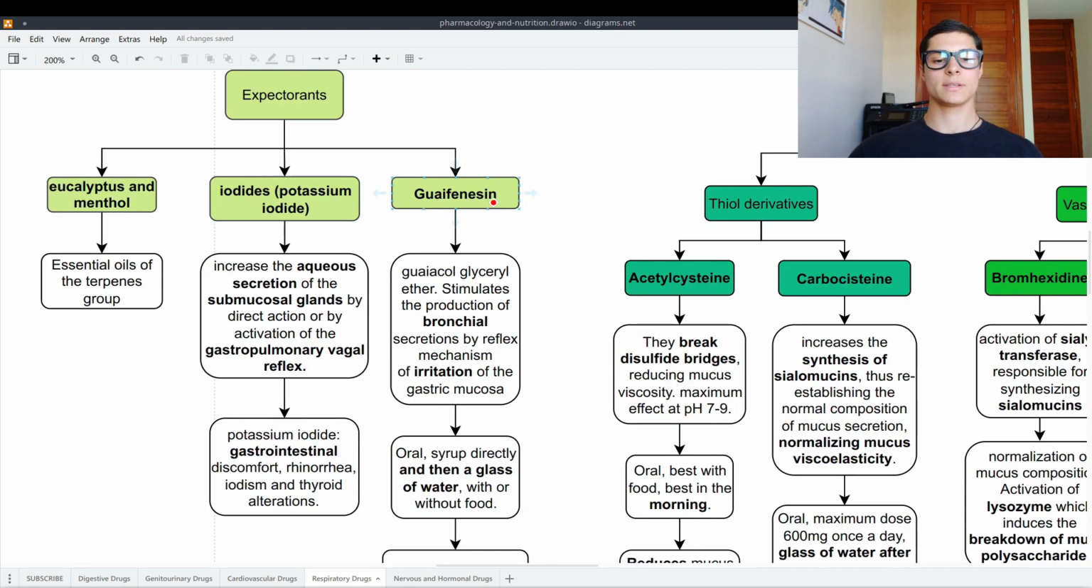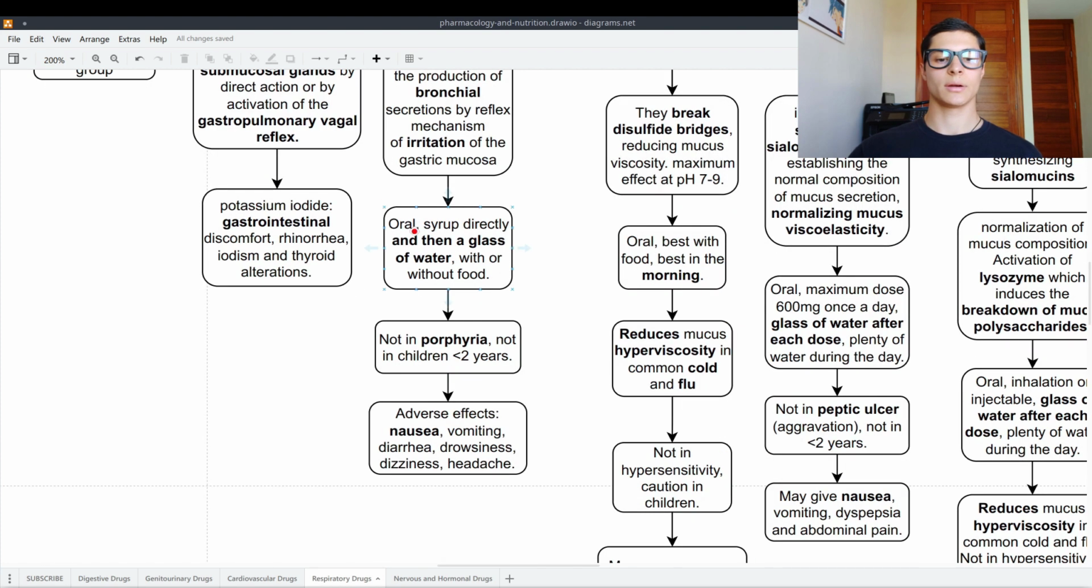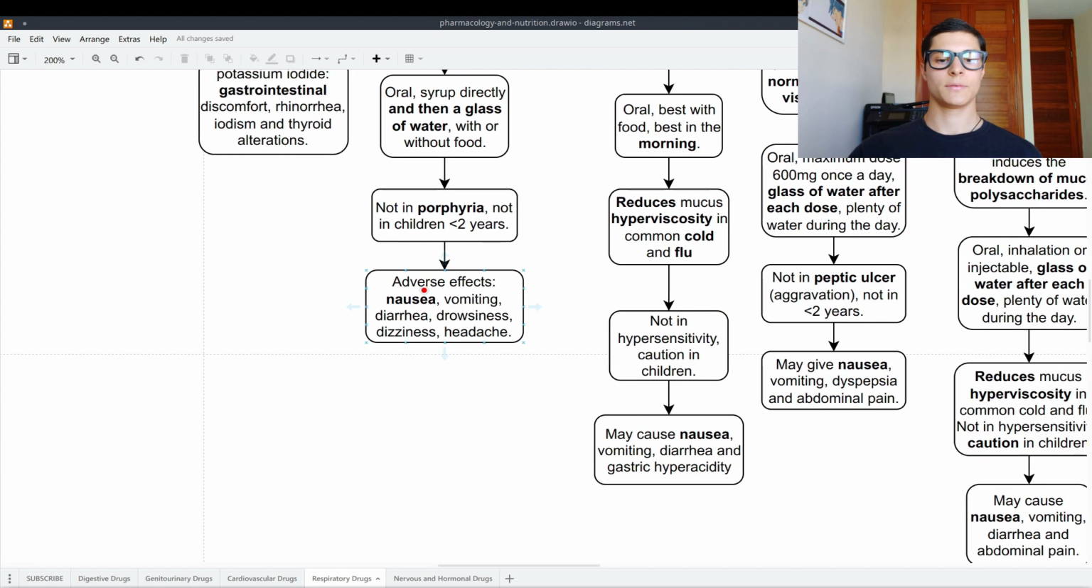And then the guaifenesin. The guaifenesin is a guaiacol glyceryl ether. It stimulates the production of bronchial secretion by reflex mechanism of irritation of the gastric mucosa. It is taken orally and as a syrup, directly and then a glass of water. It can be taken with or without food, not in porphyria and not in children under 2 years of age. The adverse effects it may have are nausea, vomiting, diarrhea, drowsiness, dizziness and headaches.